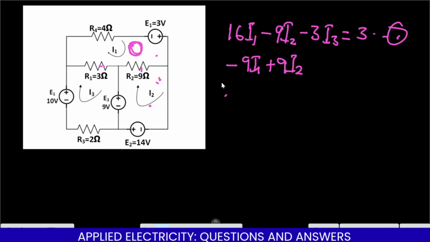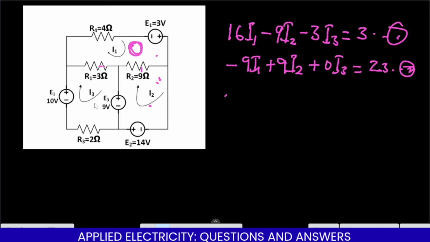Now we look at it, there is no I3, right? So we can have 0 I3. And that will be equal to the voltage source. So from negative to positive, that will give us 14. So 14. And then from negative to positive, that will give us positive. So 9 plus 14. And that will give us a resulting value of 23. And that's actually our equation 2.